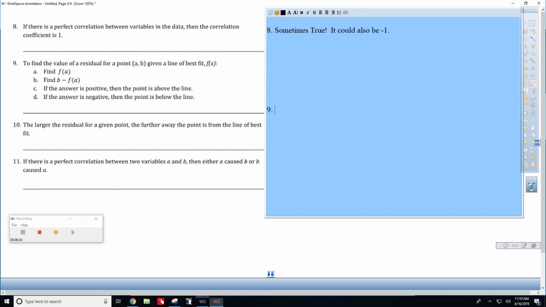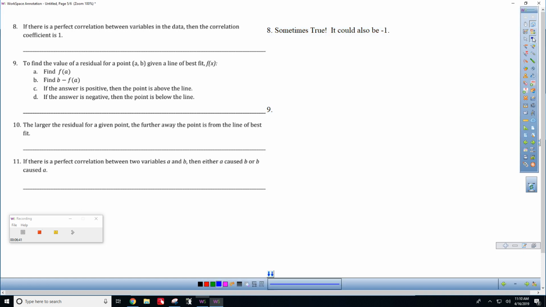Number 9. To find the value for a residual, I'm going to map this out. All right, so we've got an axis, and then you've got some points. So then from those points, we draw a line of best fit. To find the value of a residual for a point A, comma B. So let's say that this point here is A, comma B. Now, the line of best fit that you find is f of x. Down here is A, over here is B.